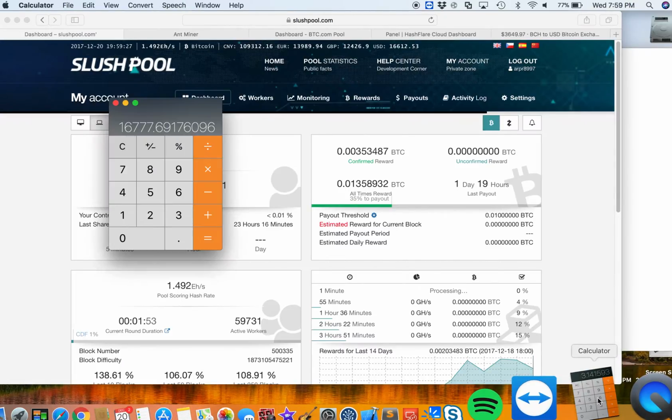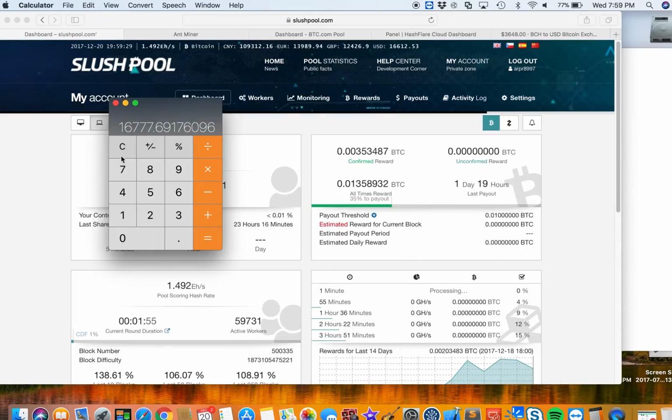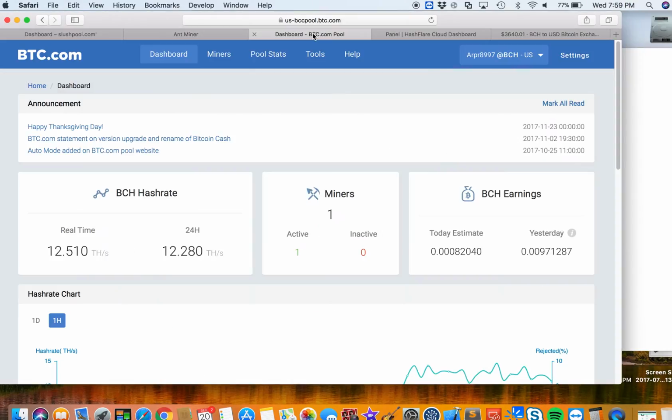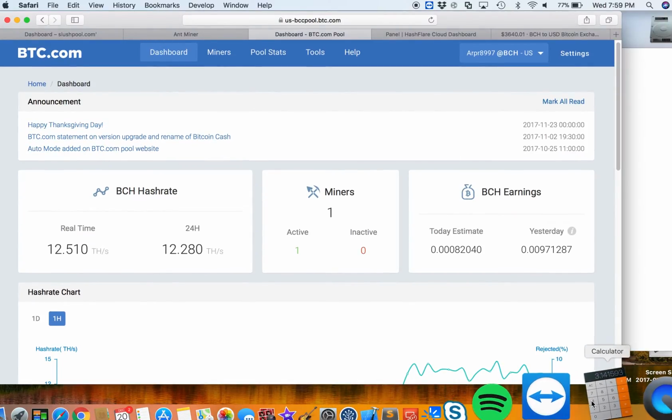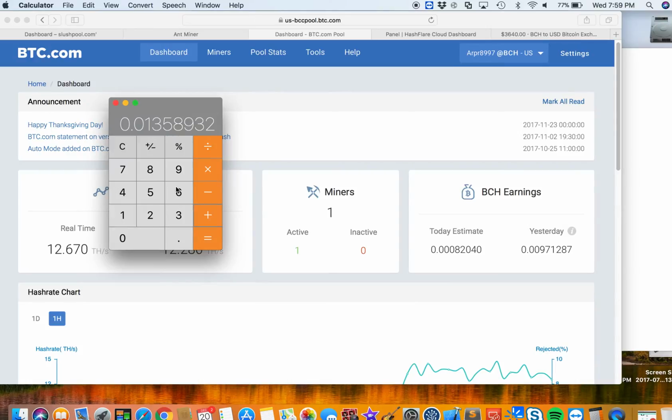Okay, so we're gonna calculate my all-time rewards from Slush Pool, which is 0.01358932, and then we're gonna add the one that I earned from. Oh, actually, before I do that, let's get the rate for the Bitcoin.